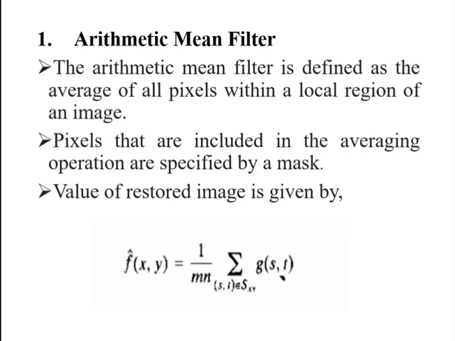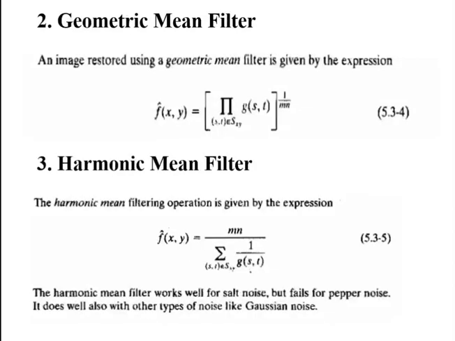Next type is the harmonic mean filter. The harmonic mean filtering operation is given by the expression f hat(x, y) equals mn divided by the summation over (s, t) in S_xy of 1/g(s, t). The harmonic mean filter works well for salt noise but fails for pepper noise. It also does well with other types of noise like Gaussian noise.